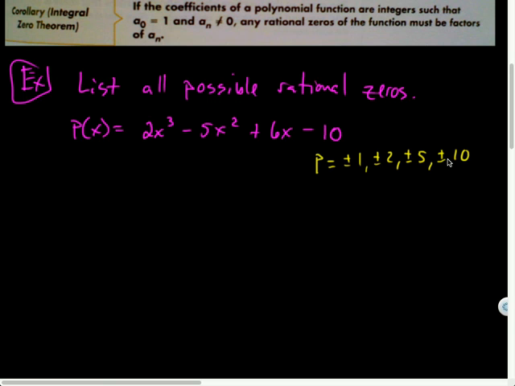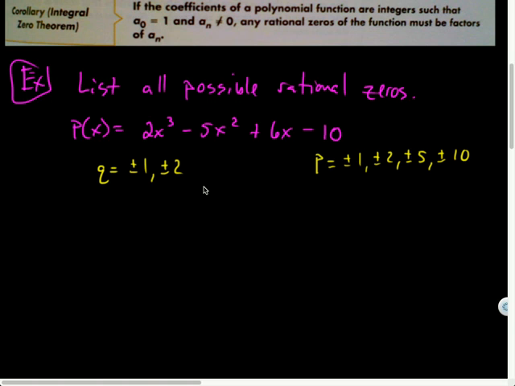Those are all of the factors of 10. Technically negative 10 in this case. But even if that was positive 10, negative 1 times a negative 10 would still equal positive. So that's why I have to consider all plus or minus combinations of those. And then my q's are going to be the possible factors of the leading coefficient. So those are going to be plus or minus 1 and plus or minus 2.